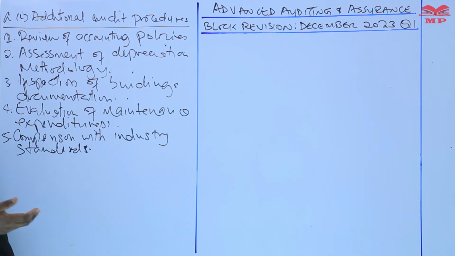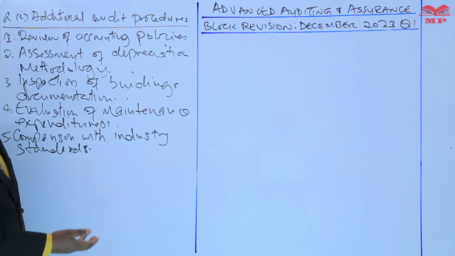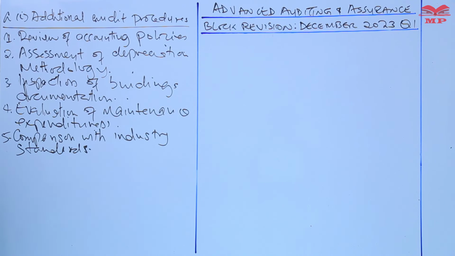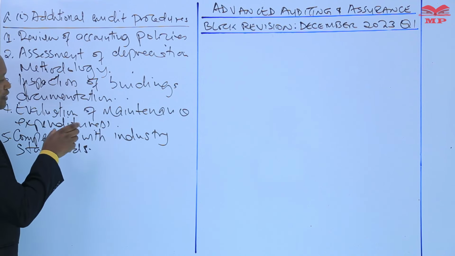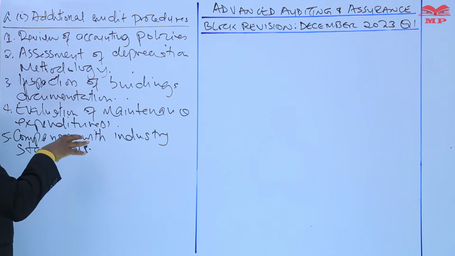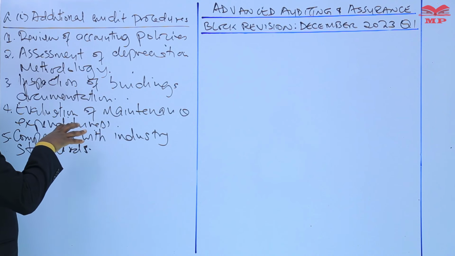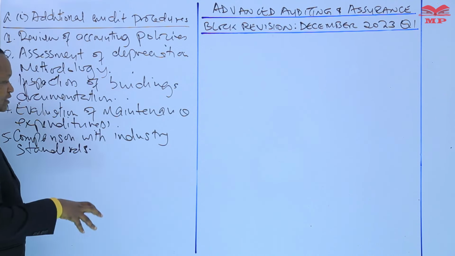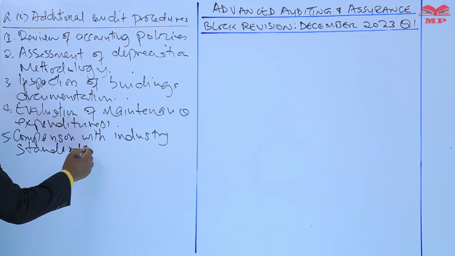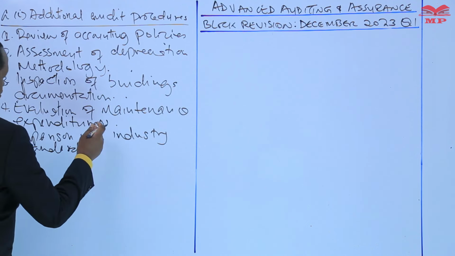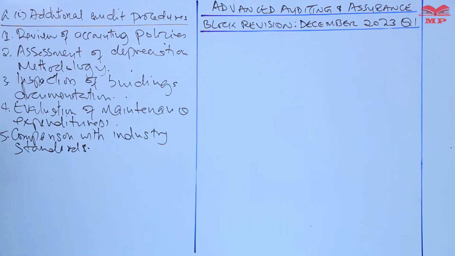Because industries may have certain average useful life for buildings. The companies may have common depreciation rates that are used within that industry. So the auditor should compare the rates, should compare the various factors in relation to buildings compared to what happens in the industry. So comparison with industry standards. So this is an additional audit procedure.